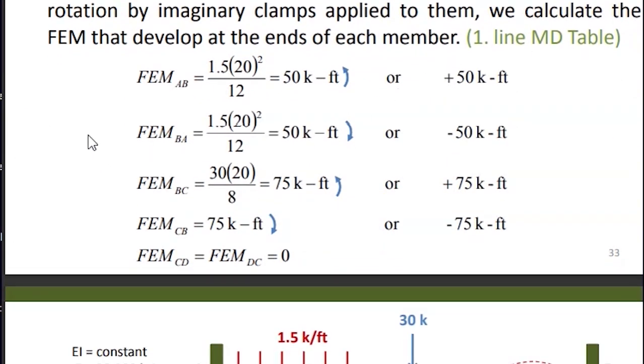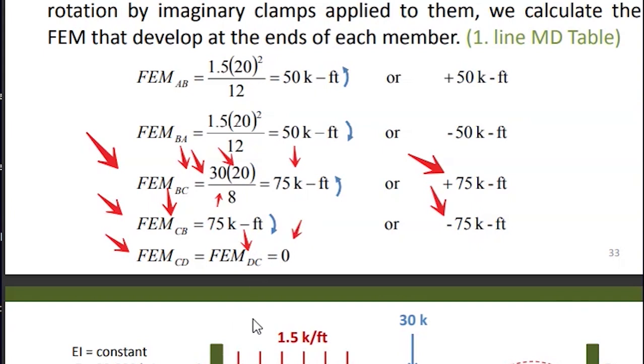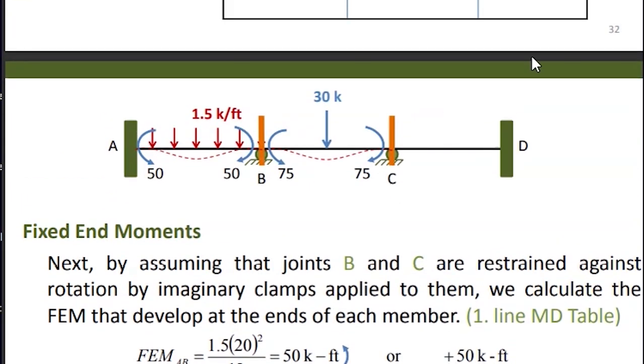Also, for the member BC, it is given by this formula, P times L over 8. The value for the first member is positive, and the value for the reversed member is negative. So you can see that BC and CB have opposite values. The fixed end moment between CD and DC is 0, because there is nothing loaded at all. So it is a 0 value.